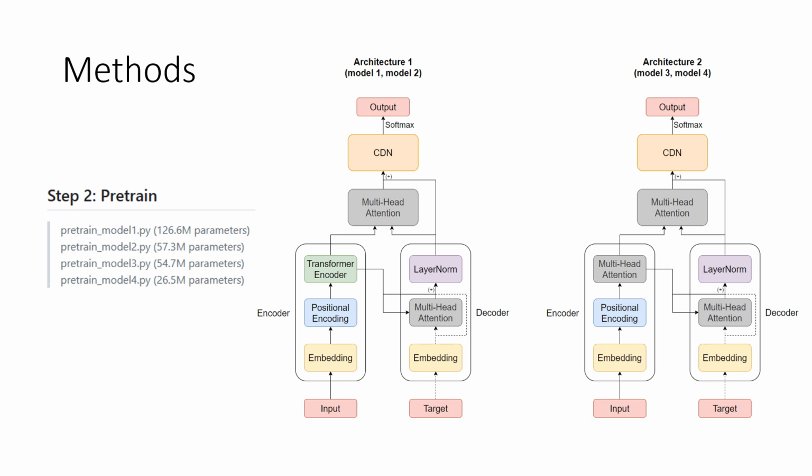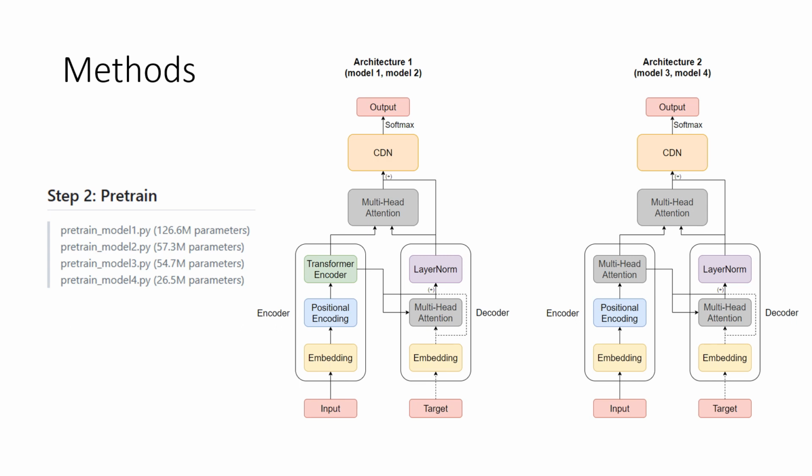And here's information for our pre-training model. We have tried a total of 2 architectures, and for each architecture we tried 2 models with different numbers of parameters. Both architectures have attention-based encoder and decoder modules with cross-attention modules. The difference between architecture 1 and architecture 2 is that architecture 1 used a transformer encoder in its encoder, and architecture 2 only uses a multi-head attention unit in the encoder.